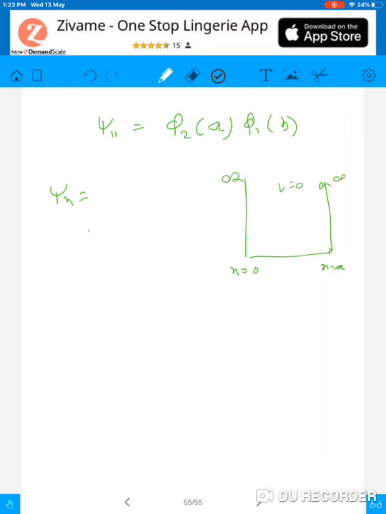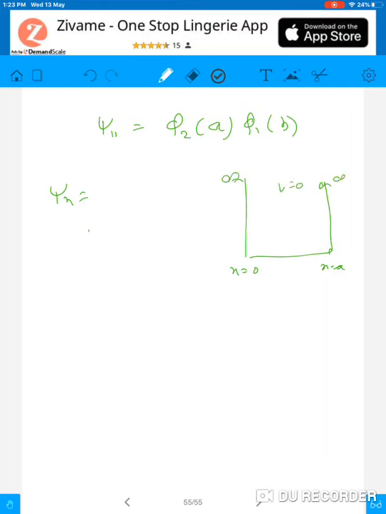And the energy eigenvalues corresponding to the nth state are n² π² ħ² upon 2ma², right? Where n is equal to 1, 2, 3 and so on. n equal to 1 is the ground state, n equal to 2 is the first excited state, and n equal to n is the (n minus 1)th excited state.